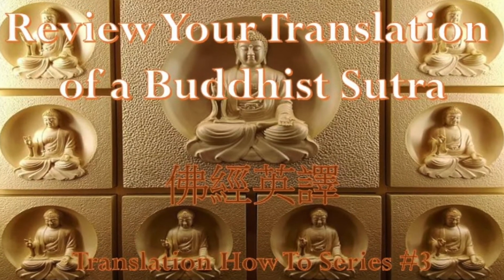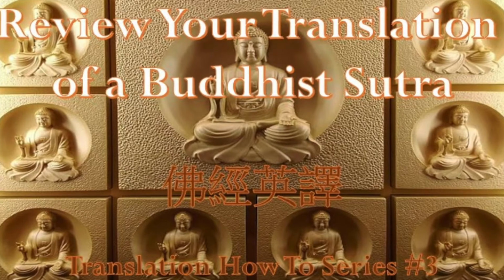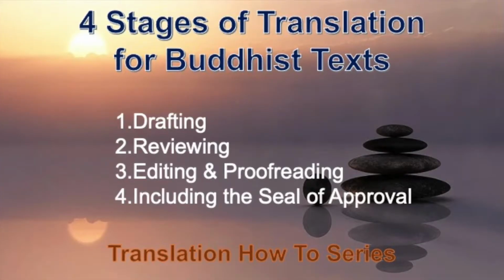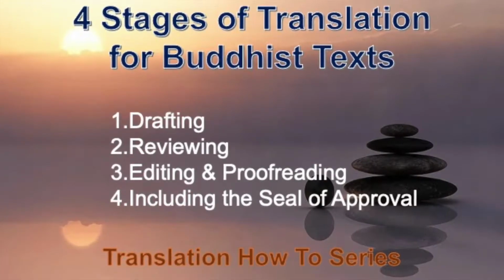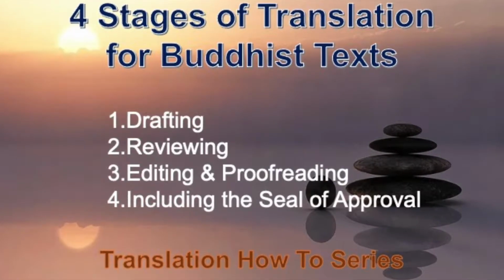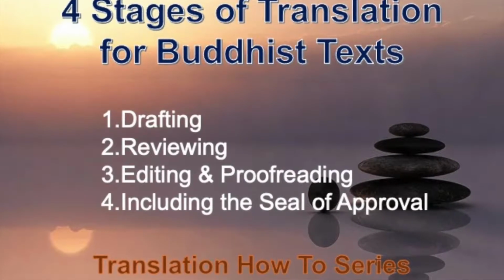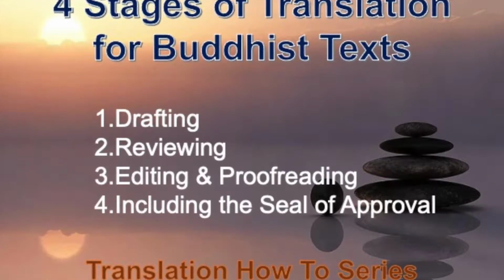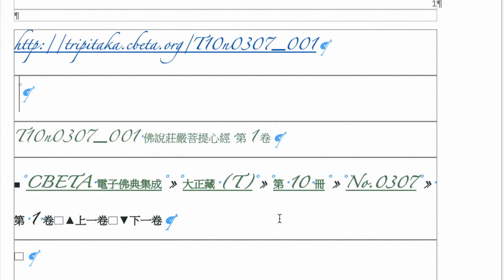Of the 4 stages of translating classical Buddhist canonical texts, the first is to draft the translation. The second is to review the translation. The third stage is editing and proofreading. And the final stage is the seal of approval on the translation.